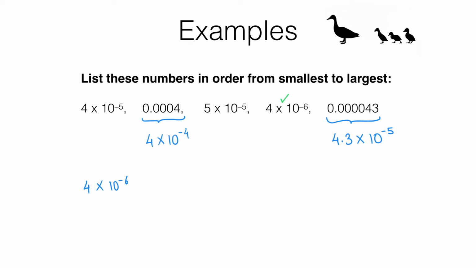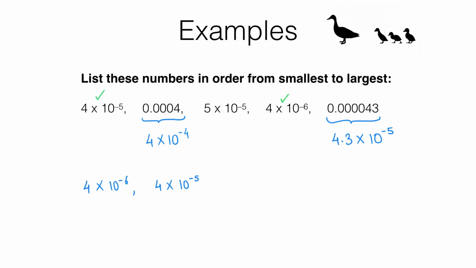Next, we don't have any other 10 to the power of negative 6s in the list, but we have 3 that have a 10 to the power of negative 5. The lowest of those then is going to be the one with the smallest multiplier. So we've got 4 times 10 to the power of negative 5, 5 times 10 to the power of negative 5, and 4.3 times 10 to the power of negative 5. The lowest of those is the 4. So the next number in the list is going to be 4 times 10 to the power of negative 5. And let's tick that one off.